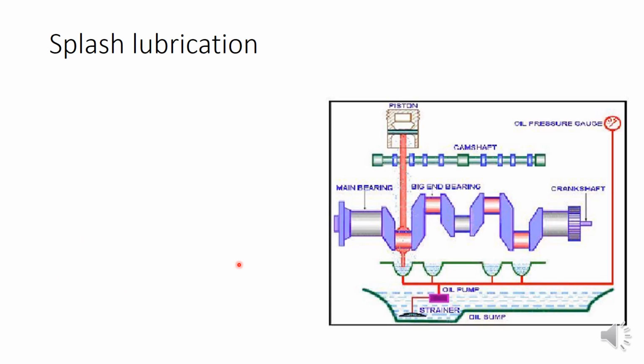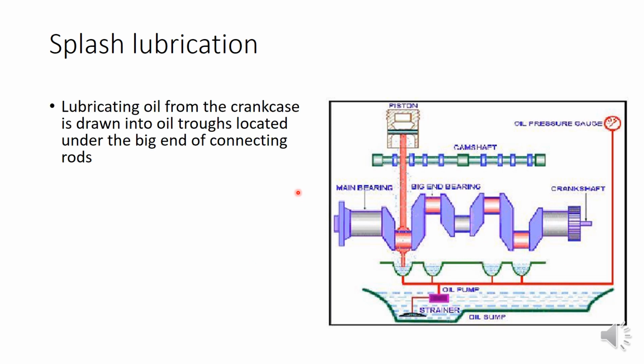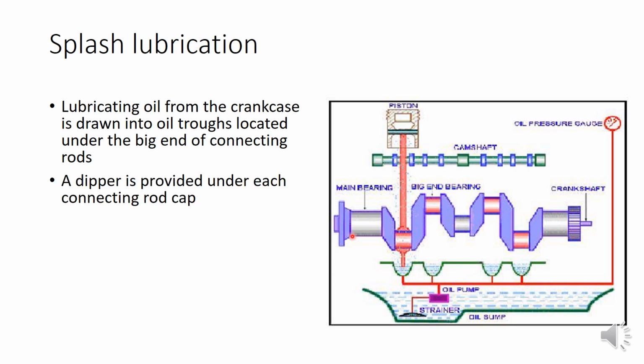This is a figure of splash lubrication. You can see here, the important thing is just below the connecting rod big end. This is our connecting rod, the red one. This is our piston. This end of the connecting rod is the big end, and this end is the small end. Just below the connecting rod we have oil troughs. We can see small oil troughs situated just below the big end of the connecting rod. You have four oil troughs. As many cylinders as there are, that many oil troughs will be there. And a dipper is provided.